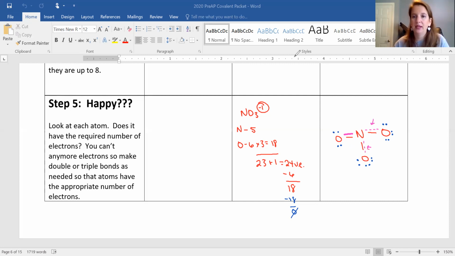Doesn't really matter. With resonance, we also want to put brackets around any resonance structure to indicate that it had resonance. This one we get brackets anyways because it has a -1 charge. Don't forget that charge if it's an ion. Okay. If you have any questions about drawing Lewis structures, please let me know. This is really important to understanding our VSEPR shapes, which we're going to go into in the next unit.